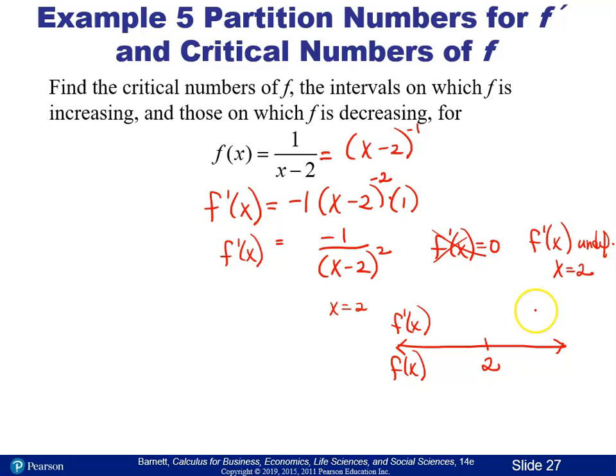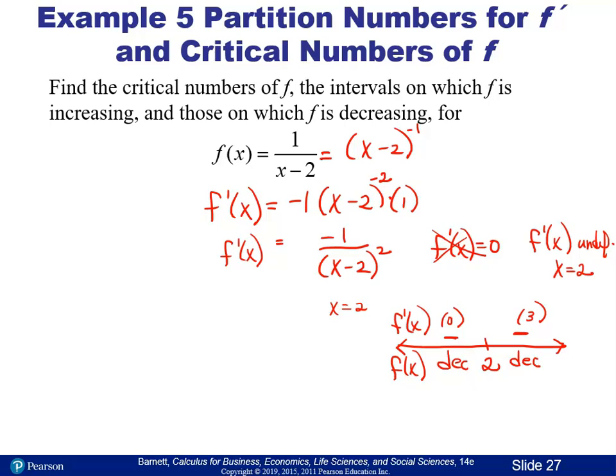Okay, so looking at this, if I put, let's say, 3 into this function, I'm going to have a negative 1 over 1 squared, so I'm going to end up with a negative. Let's say I put 0 in, I'm going to have negative 1 over negative 2 squared, so I'm also going to end up with a negative. So I'm going to have a decreasing function and another decreasing function.